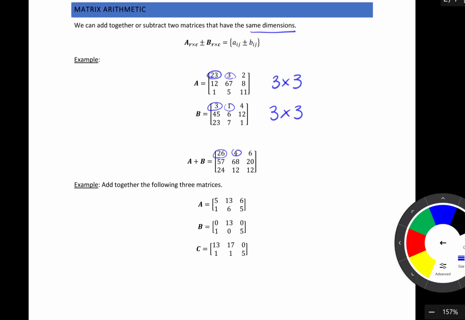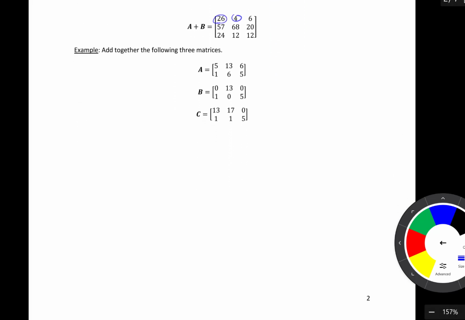Pause the video for just a moment, see if you can add together these three matrices, and then when you unpause the video, I'll work through the solution.